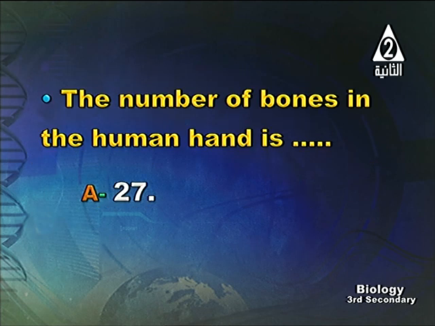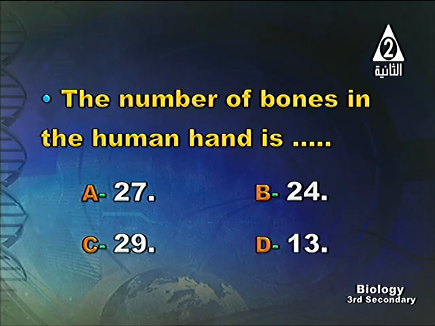The number of bones in the human hand is 27, 24, 29, or 13. You know that the total number of bones in the arm is 30. We have to remove 3 bones from our calculations: the humerus, radius, and ulna. When we remove these 3 bones from the total number of bones found in the human arm, we will find that the number of bones in the human hand is 27. So the answer will be 27.